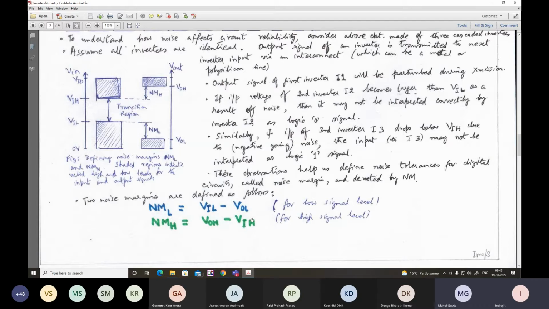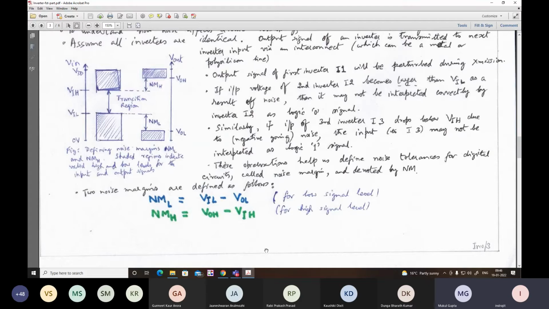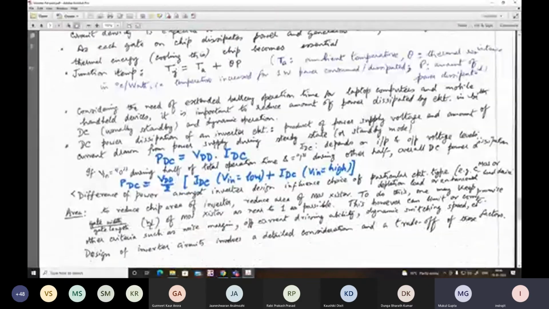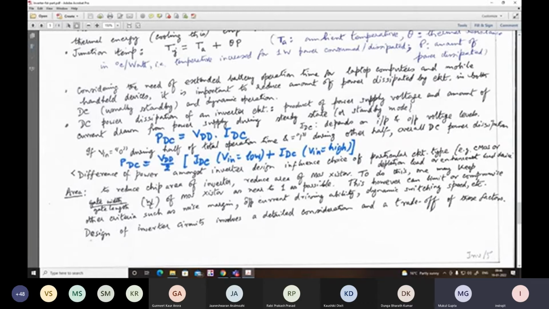And the W by L ratio is the parameter for which some freedom lies in the hands of the designer, that means to choose the particular width. If you choose a particular value of W, you can bring the VIL to a particular value and enhance the noise margin if you can make it more, or VIH if you can decrease, then you can enhance the noise margin on the higher side. So for realizing a particular desired noise margin, the designer should have some freedom to modulate the width of the device.